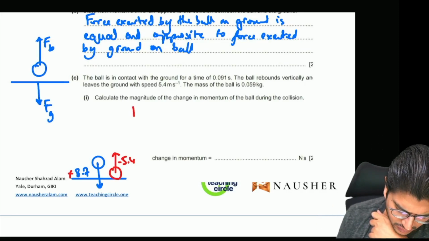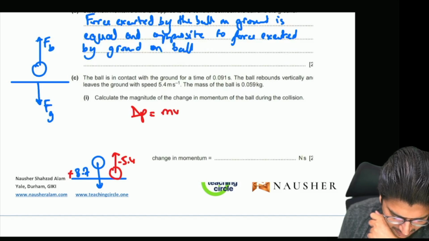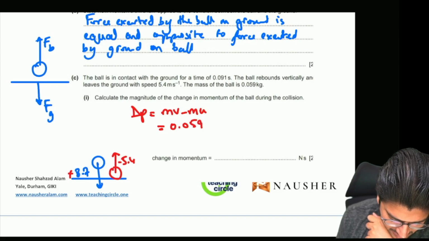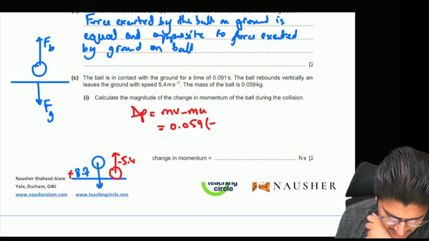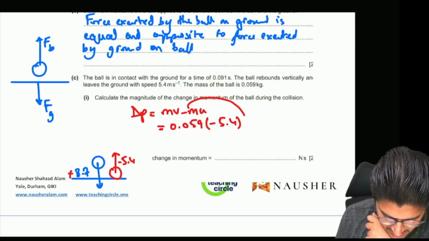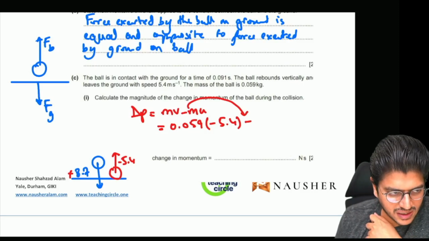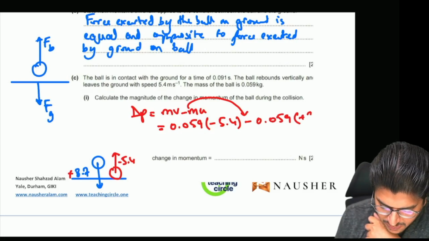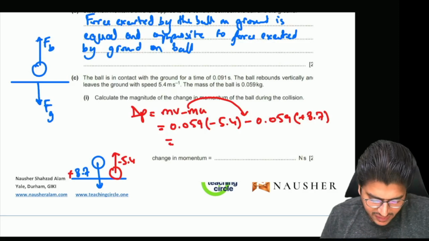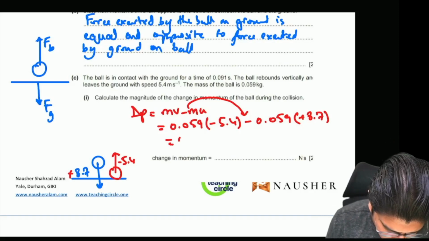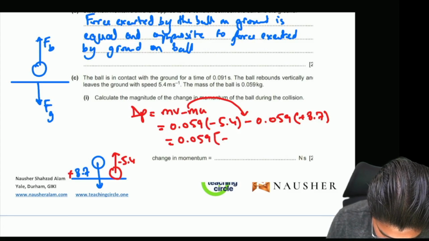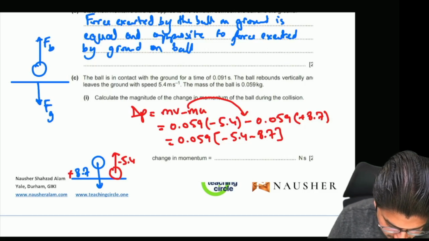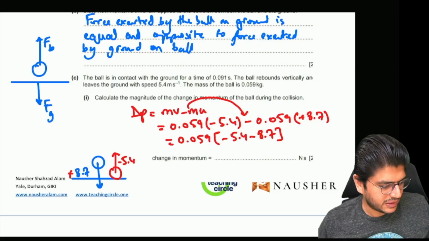So force, the change in momentum will be mv minus mu. Your mass is 0.059, as they've said. Your final velocity is minus 5.4. Now, this is the negative sign of the formula, so that comes as it is. Minus 0.059 into the initial velocity, which is plus 8.7. And you solve this, and you can actually take 0.059 common, and you will get minus 5.4 minus 8.7, because this plus and this minus will multiply, will give you minus.